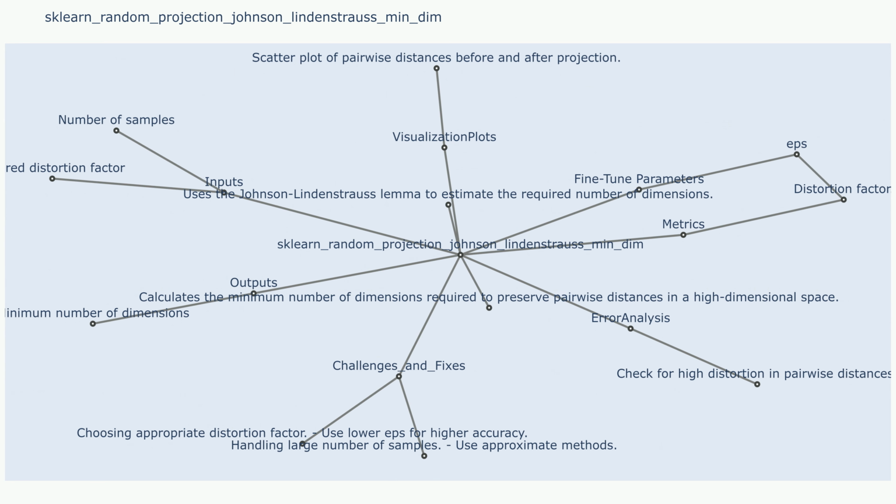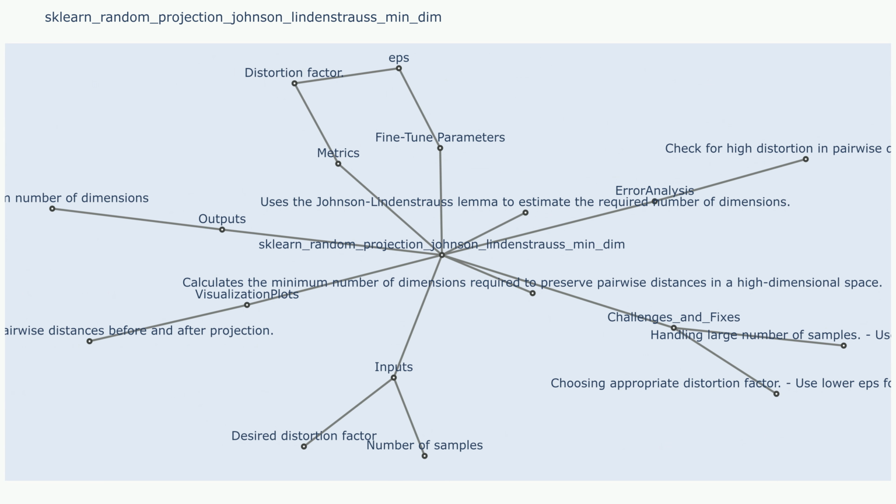Fixes to challenge 2: consider pre-processing techniques such as feature selection or dimensionality reduction using other methods, e.g., PCA, before applying the Johnson-Lindenstrauss lemma.